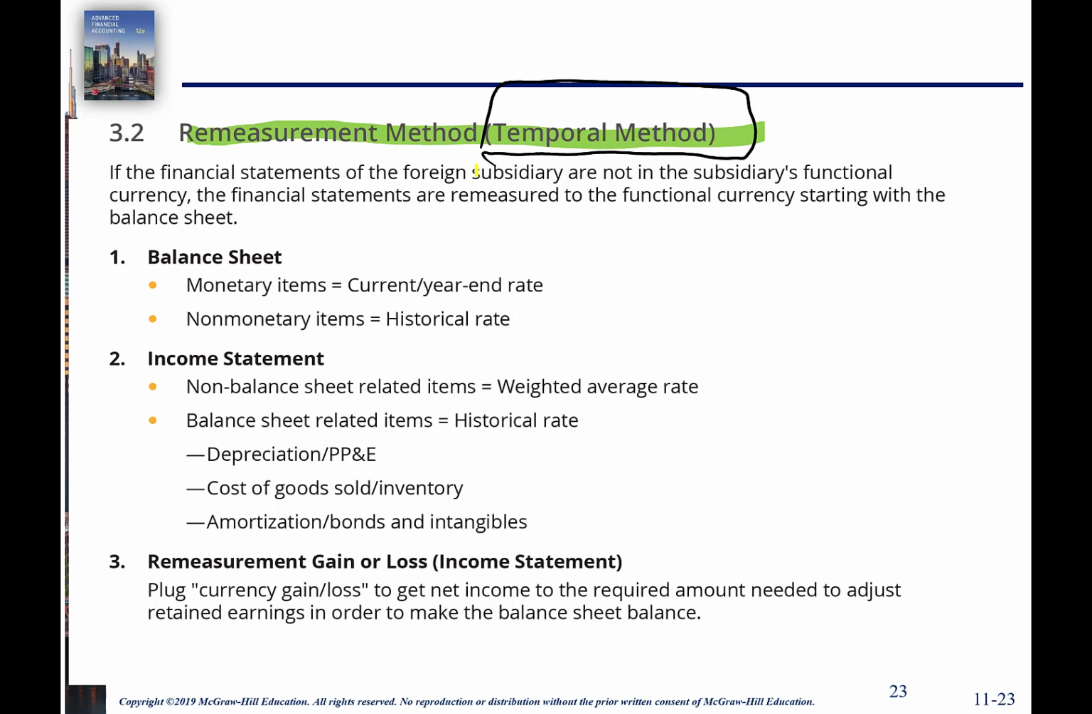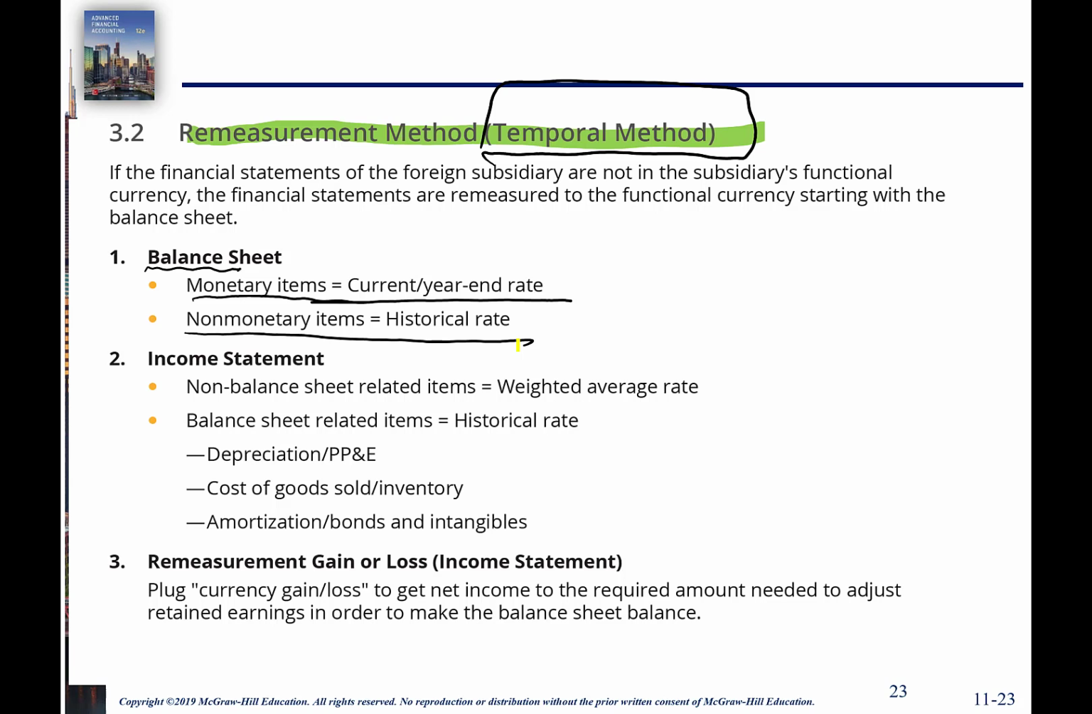temporal method. And the way we will affect that remeasurement, the exchange rates that we'll use for our balance sheet items, and this is why it's important to know monetary versus non-monetary items. For the monetary items, use the current, and it will be the year-end rate for our purposes, December 31st rate. For our monetary items, our cash, our receivable, our payables. For our non-monetary items, we will use the historical rate for our property, plant, and equipment, our inventory, etc.